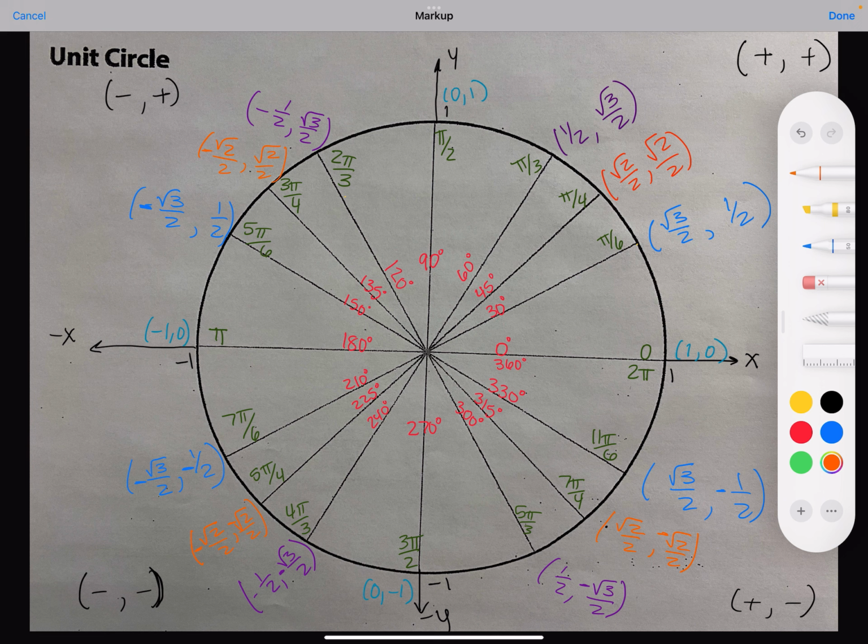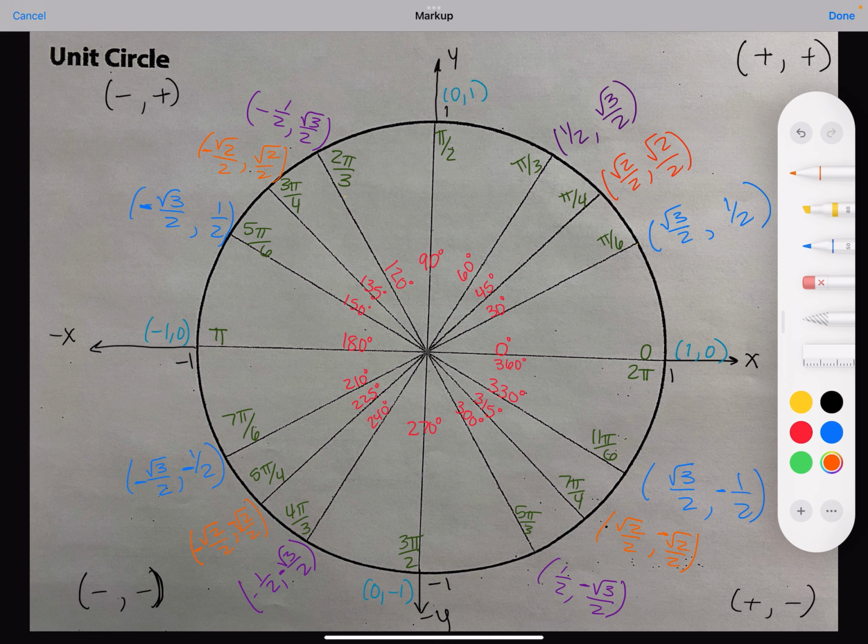So at this point, maybe you think, well, now I'm done. False information. We're not done. X values are associated with cosine. Y values are associated with sine. So what value are we missing? Tangent. Of course we are.